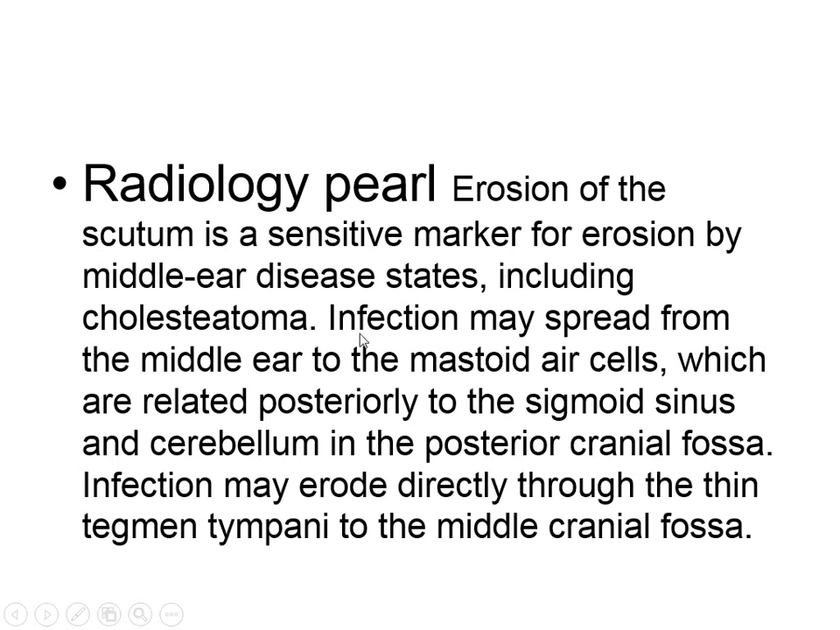When it is eroded, the infection will go to the middle ear and to the mastoid air cells, then posteriorly to the sigmoid sinus, the cerebellum and the posterior cranial fossa, or directly through the tegmen tympani to the middle cranial fossa. The aditus leads to the mastoid air cells. The tegmen tympani leads to the middle cranial fossa. Keep that in mind.